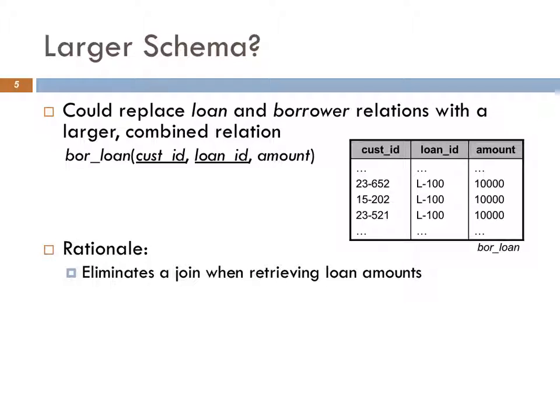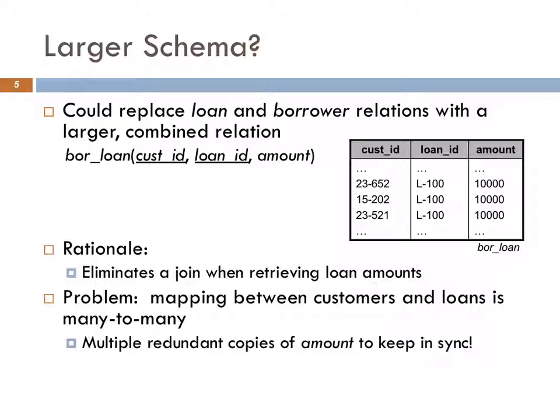So yay, we eliminated a join. But the problem is, as you can probably tell, since we have a many-to-many mapping, we're going to have the same loan number appearing multiple times, and therefore we're going to have the same amount appearing multiple times. Does everybody see that? This is a problem. Why is this a problem?